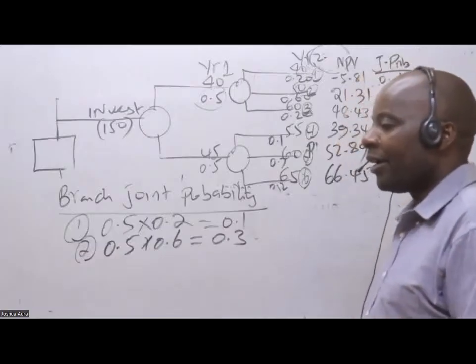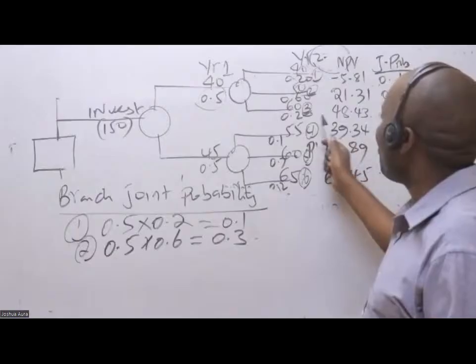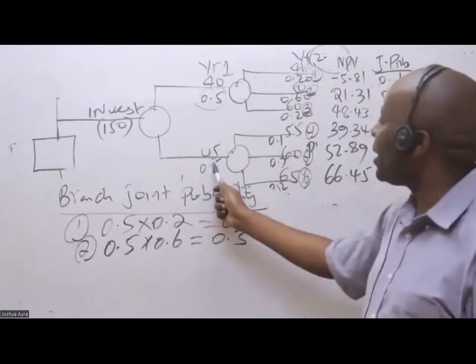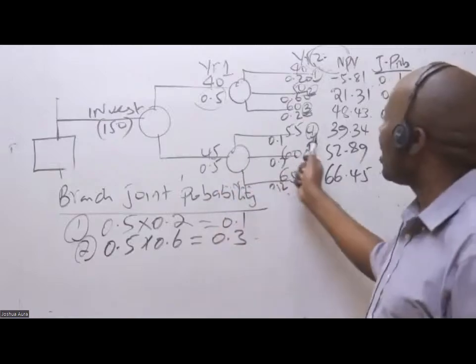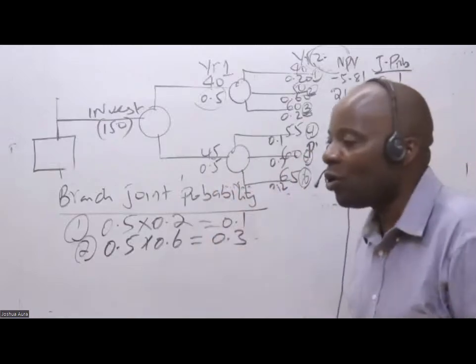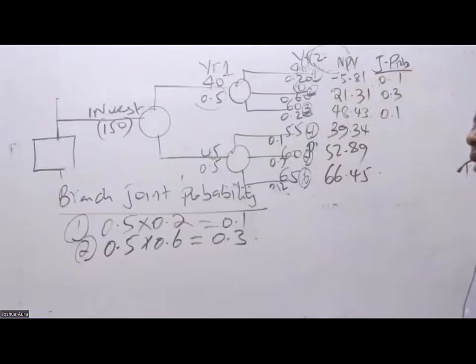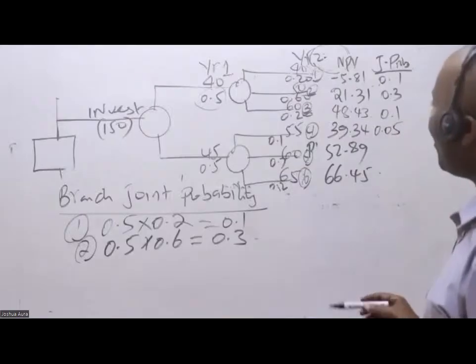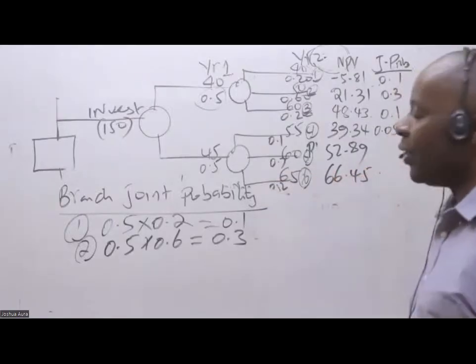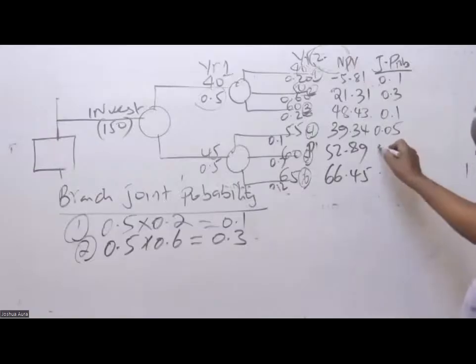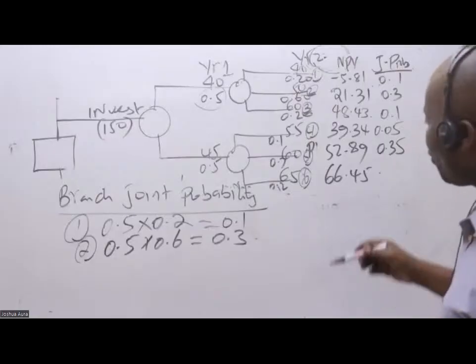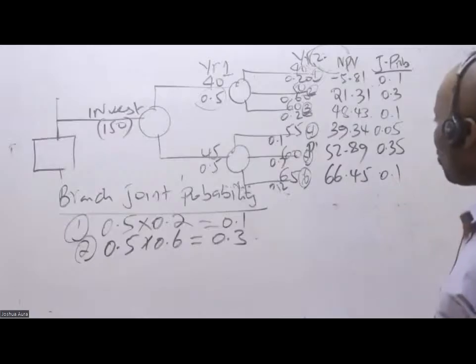What have they done to get 0.1 for branch 3? It's 0.2 times 0.5. So go to branch number 4. Is there somebody who is able to give me the joint probability for branch number 4? Wangare: 0.05. Thank you very much. How about branch number 5? 0.35. And then we have branch number 6 lastly. 0.1.